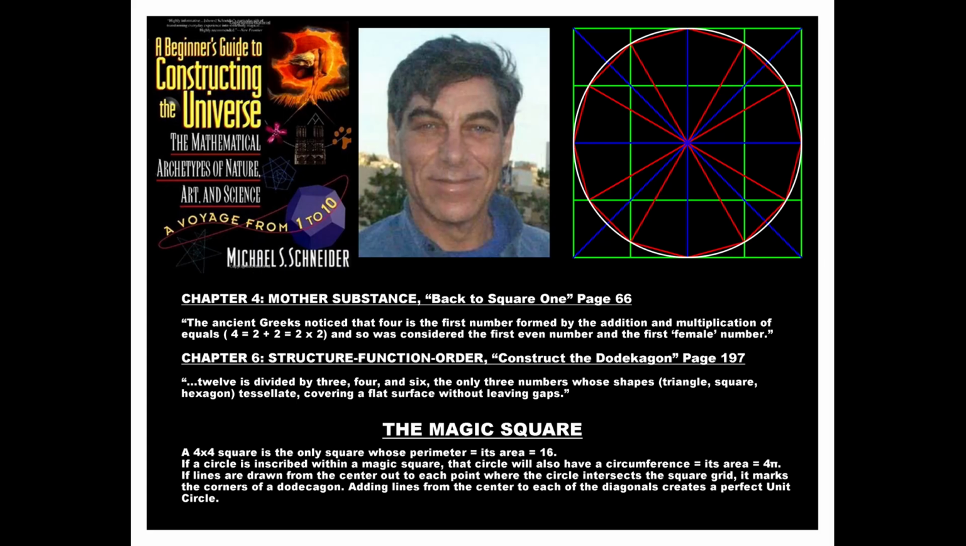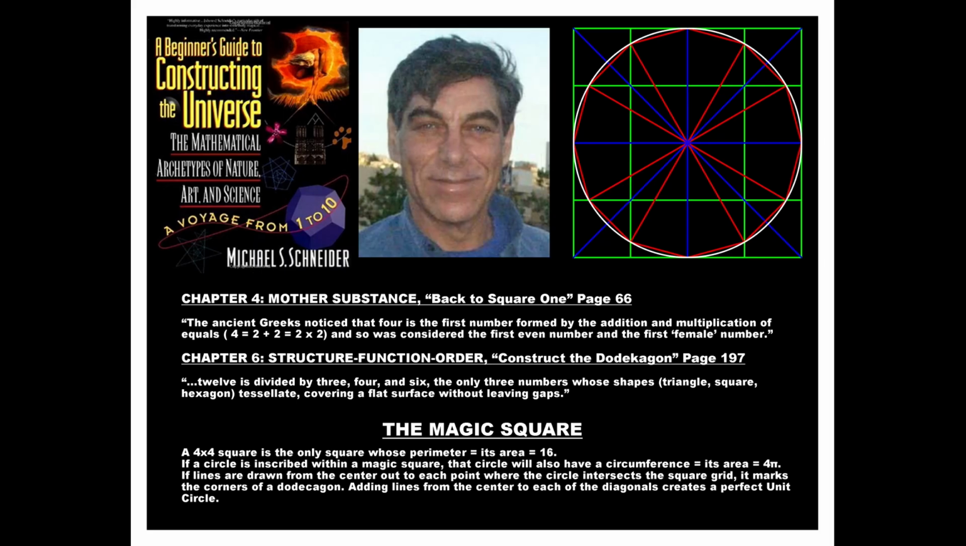This is why 12 is sometimes referred to as a convergence number. All right, and up in the right-hand corner, we see the magic square. The magic square is a 4x4 square. It's the only square whose perimeter equals its area, which are both 16.